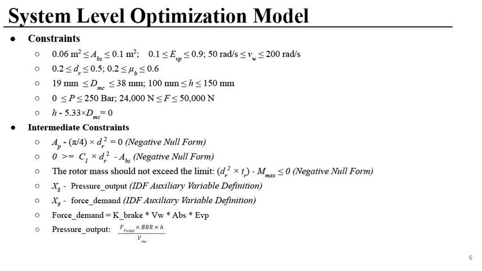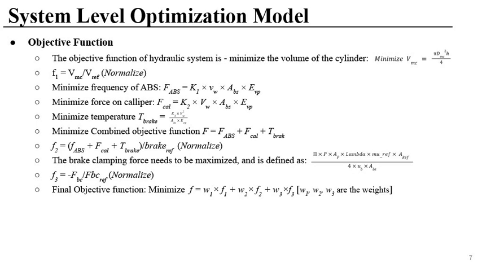Here are the constraints we have considered for all the design variables we have used in this project. Additionally, we have included some intermediate constraints as well. These intermediate constraints are written in the negative null form, as this is the standardized format for writing and solving equations on MATLAB.